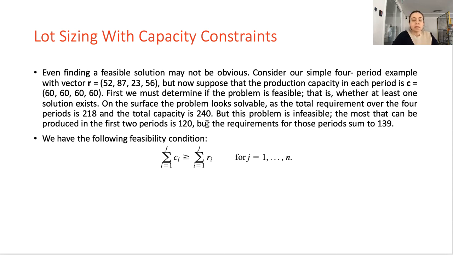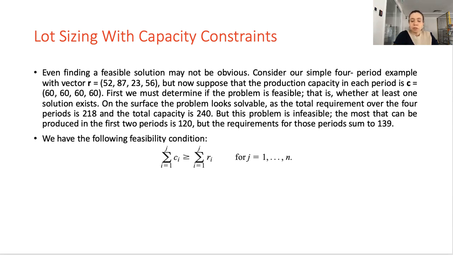But in fact, there is no feasible solution for this problem, because the total requirement of the first 2 periods is more than 120, I mean, the total capacity of the first 2 periods. So it is impossible to satisfy the demand of the second period. So there is no feasible solution for this problem. So firstly, we should check if we can find a feasible solution or not.